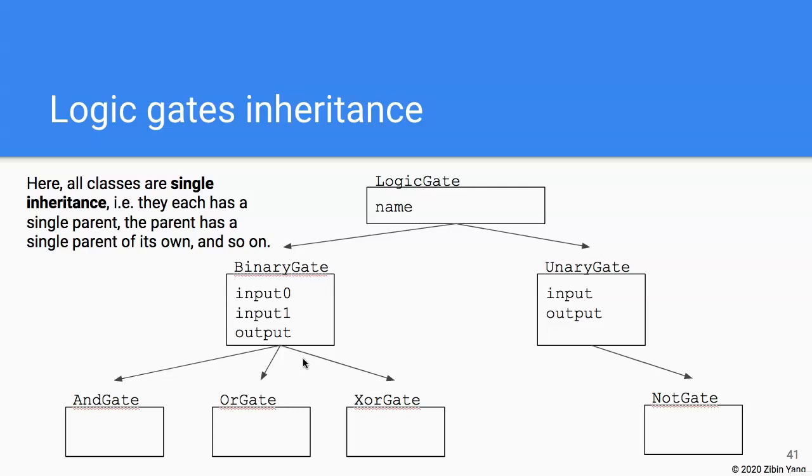Now, all the classes in this inheritance hierarchy are single inheritance because each of them has a single parent, and all the parents also have a single parent. So all the gates again have just a single parent, so it's a single inheritance hierarchy.